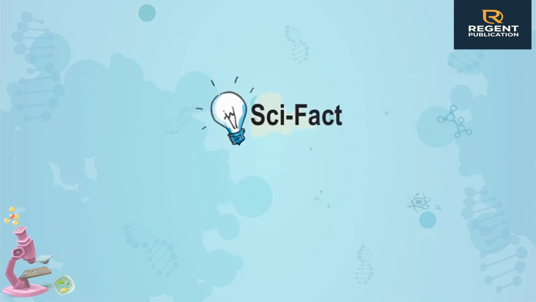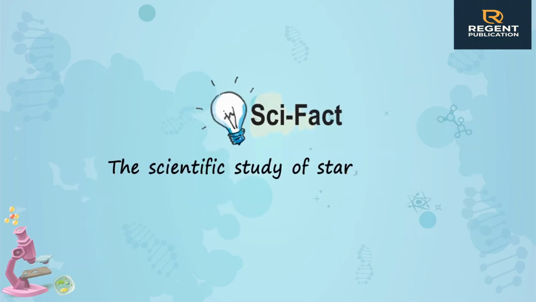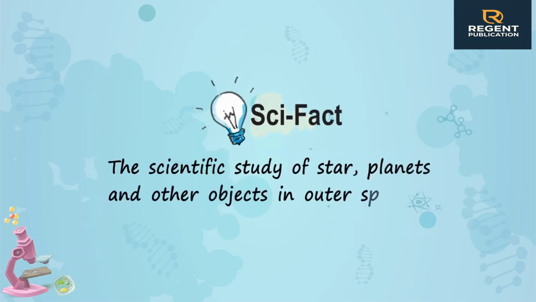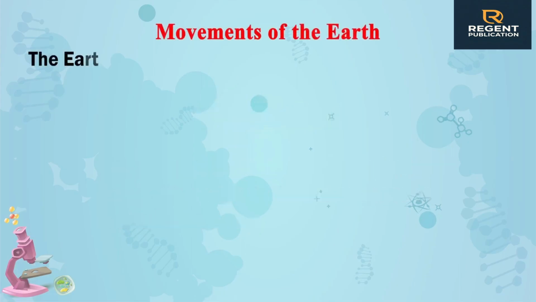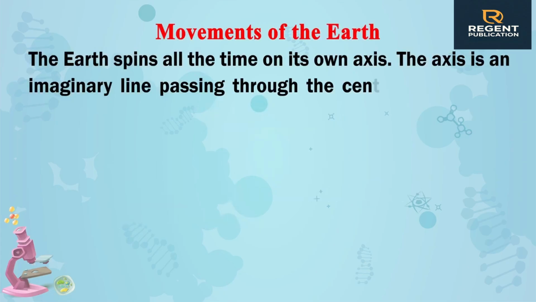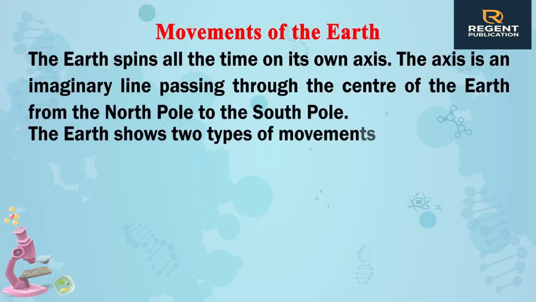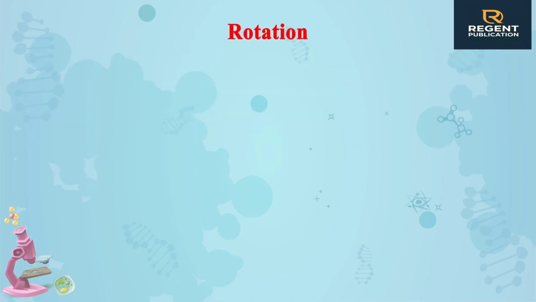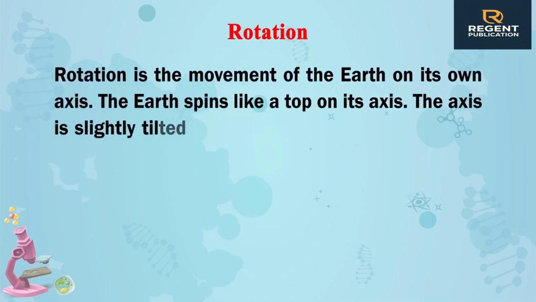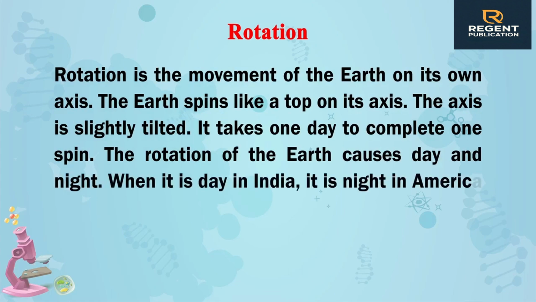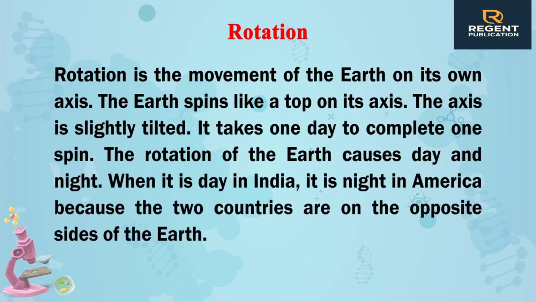Scientific fact. The scientific study of stars, planets and other objects in outer space is called astronomy. The Earth spins all the time on its own axis. The axis is an imaginary line passing through the center of the Earth from the North Pole to the South Pole. The Earth shows 2 types of movements: rotation and revolution. Rotation. Rotation is the movement of the Earth on its own axis. The Earth spins like a top on its axis. The axis is slightly tilted.